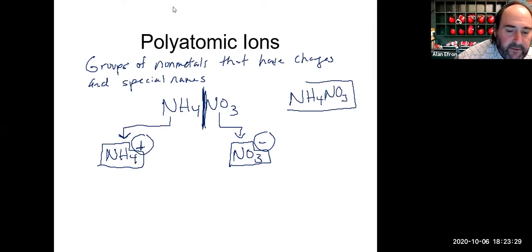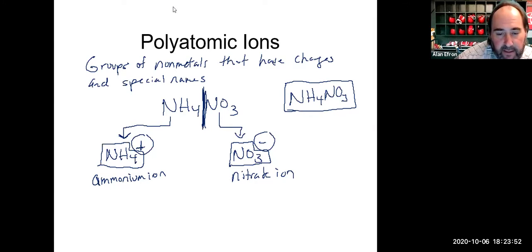And each of these has a special name. NH4+ is what is known as the ammonium ion, not to be confused with ammonia. This is the ammonium ion. NO3- is the nitrate ion. And surprisingly, when you put both of those names together, this would be known as ammonium nitrate.